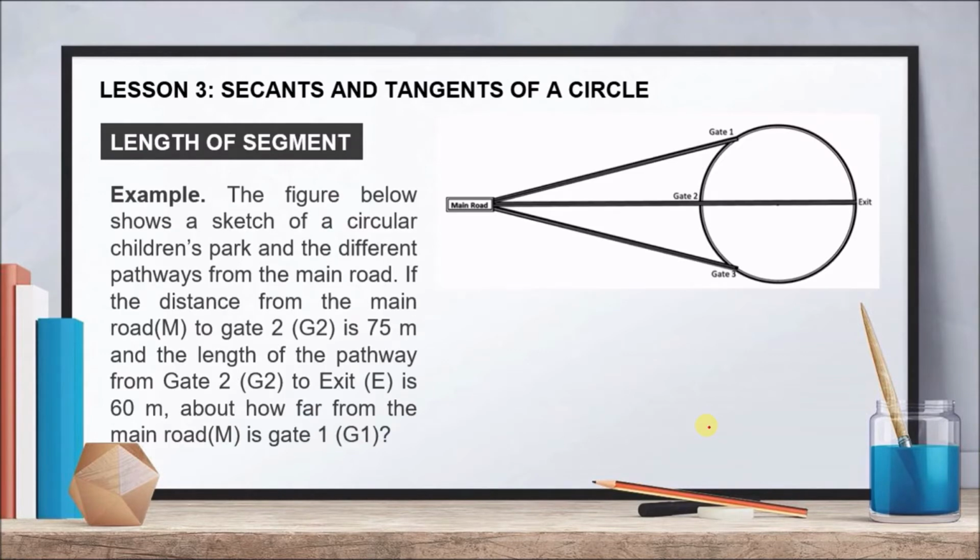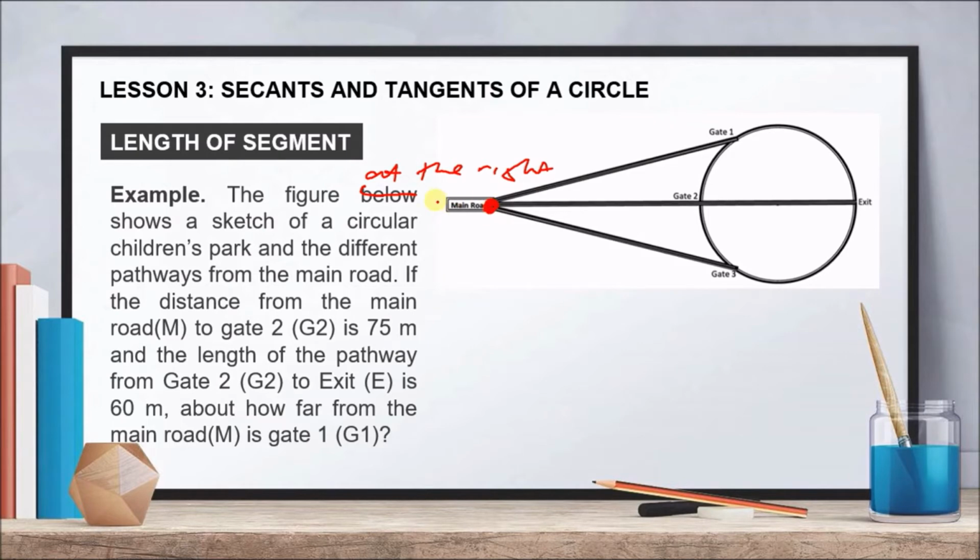Another example regarding that previous theorem. This is something realistic because the figure at the right shows a sketch of a circular children's park. Medyo realistic tayo ngayon. We are given a children's park which is circular and mayroon siyang mga different pathways from the main road.